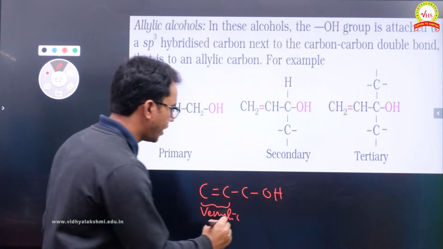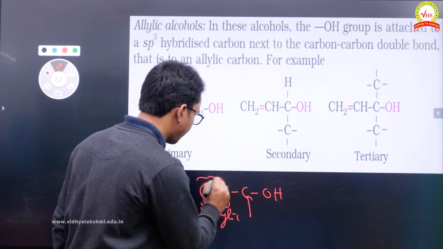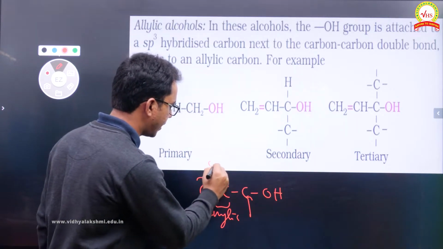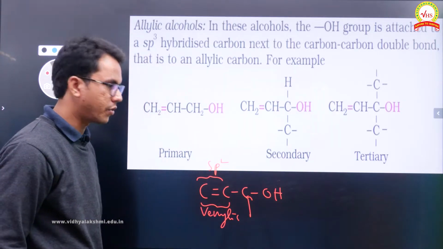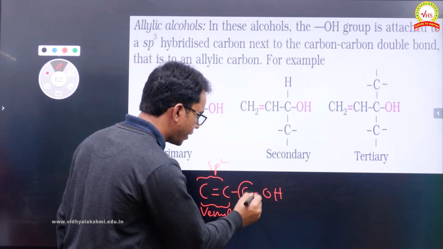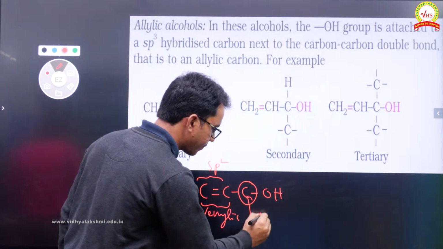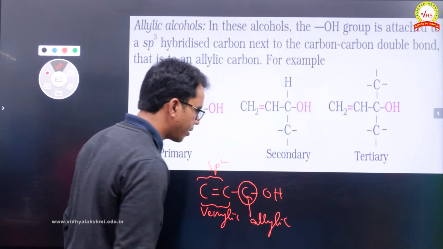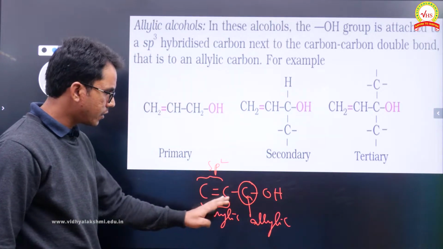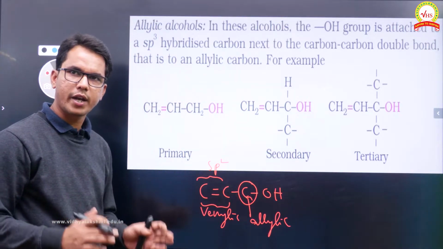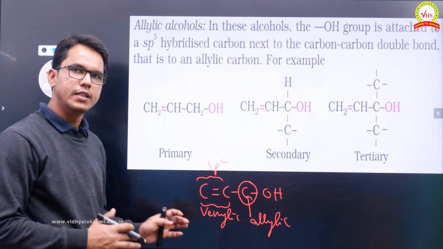Okay, next to the vinylic carbon, what is the hybridization of vinylic carbon? These two carbons are sp2 hybridized. If you see this carbon next to the vinylic carbon, this is known as allylic carbon. Now, based on the position of the OH group, whether it is located at the allylic position or vinylic position, these are classified.